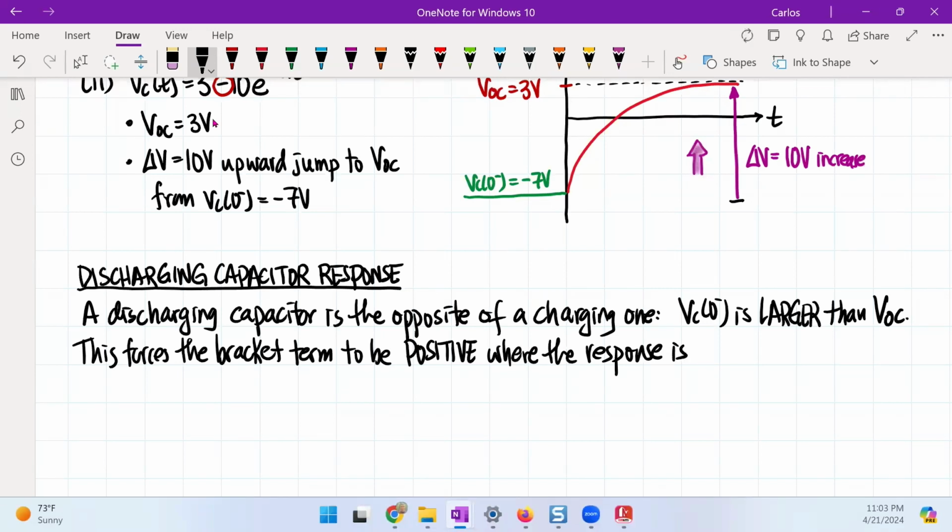So I can then say that VC of t is now going to be VOC, but now I have a positive, not a negative sign, and this will lead to delta V e to the minus t over tau.